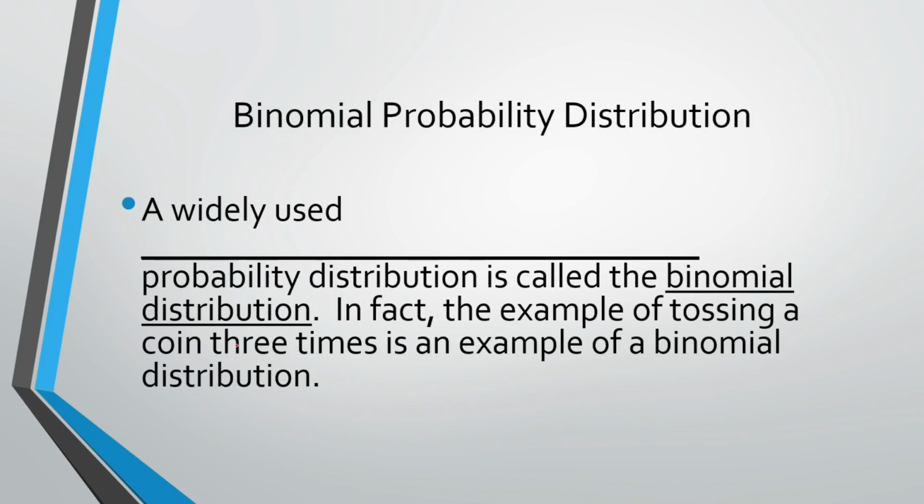A widely used discrete probability distribution is called the binomial distribution. In fact, the example of tossing a coin 3 times is an example of a binomial distribution.